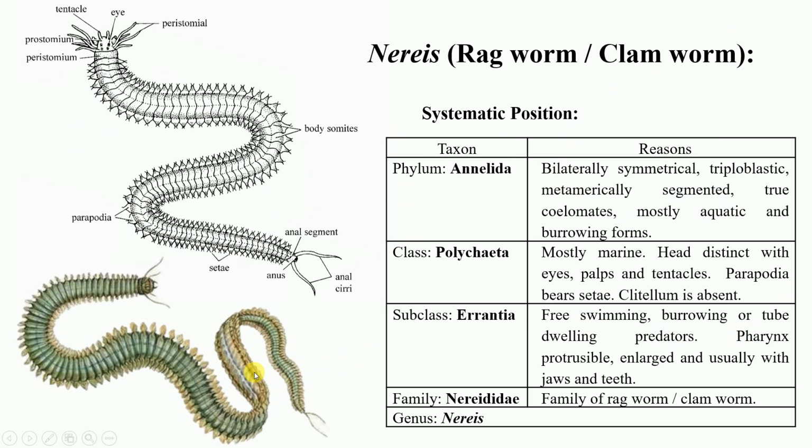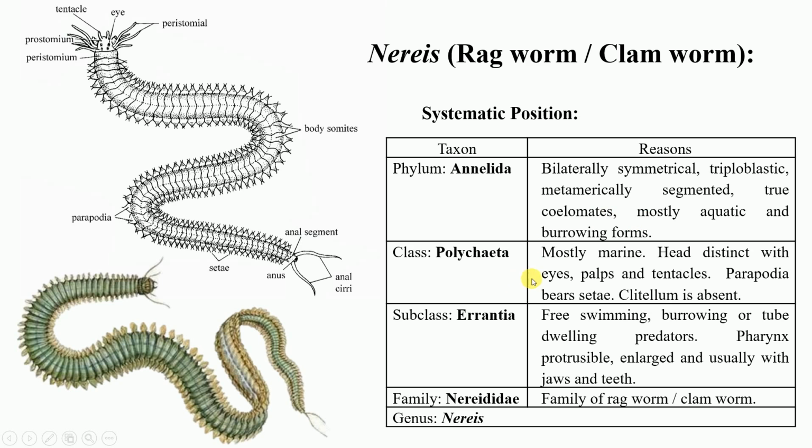So let's start with the first example, that is Nereis. Now Nereis is commonly known as a ragworm, or it is also known as a clamworm. So the systematic position is very simple. The phylum Annelida. Now we have already learned many general characteristic features for the phylum Annelida. A few are: bilaterally symmetrical organisms, triploblastic, metamerically segmented body, true coelomate, schizocoelous coelom is present. Then most of these annelidan organisms are aquatic, a few are burrowing forms. So all these are the features for the phylum Annelida.